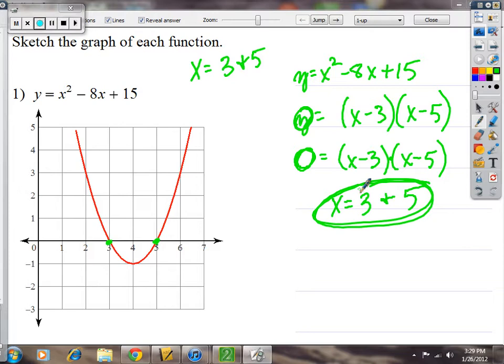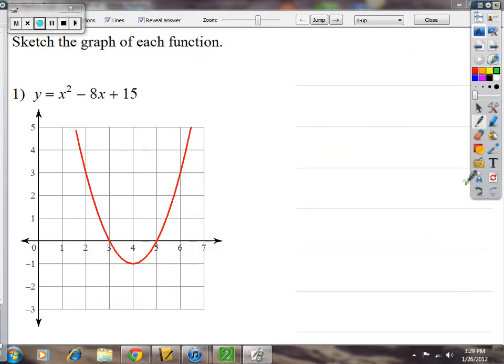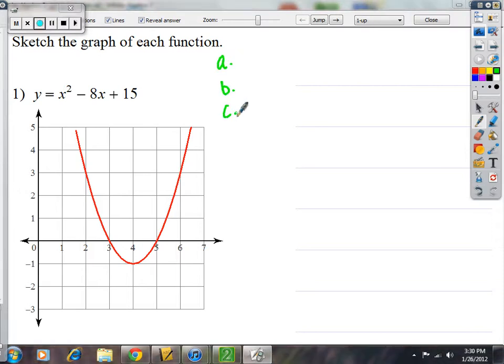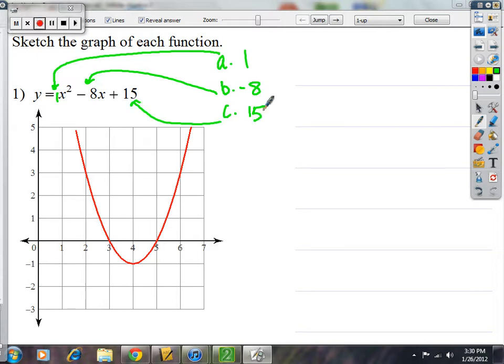But now the quadratic formula. So if we use the quadratic formula, you've got to know a, b, and c. So a is always the number in front of the x squared. a is going to be 1. b is the number in front of the x, that's the negative 8. And c is the constant, the number all by itself, so that's 15.